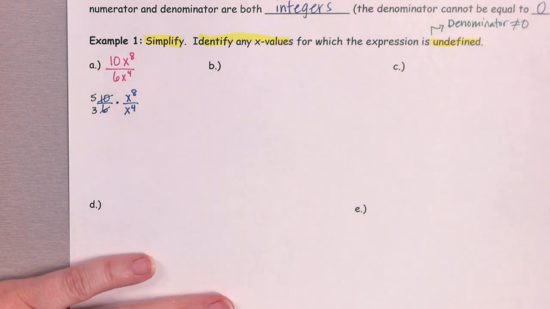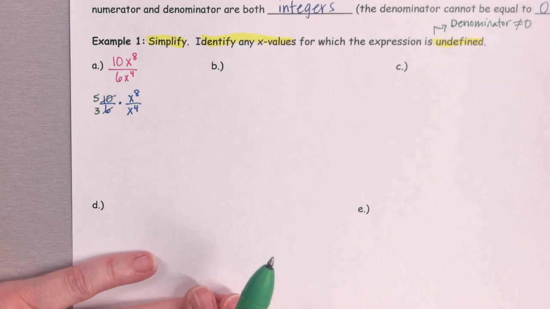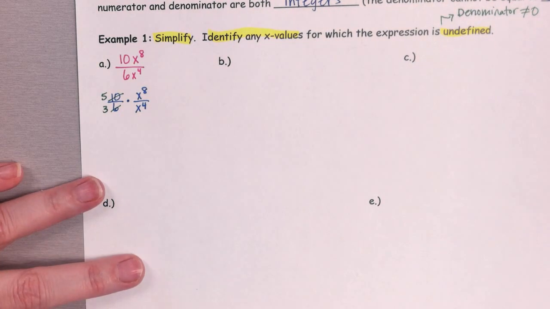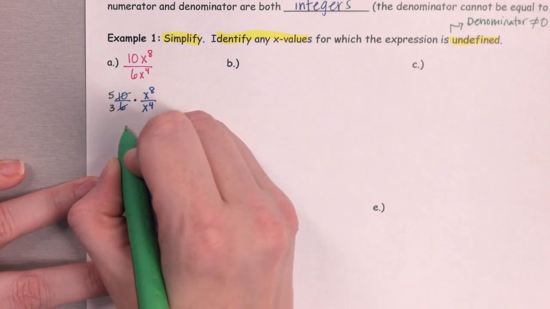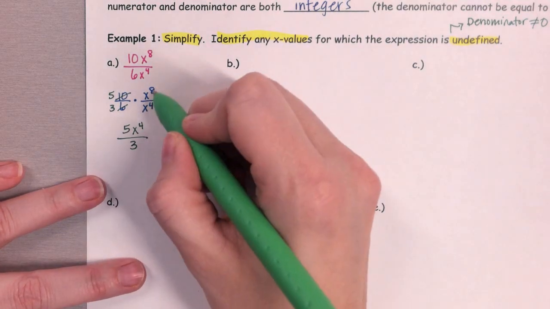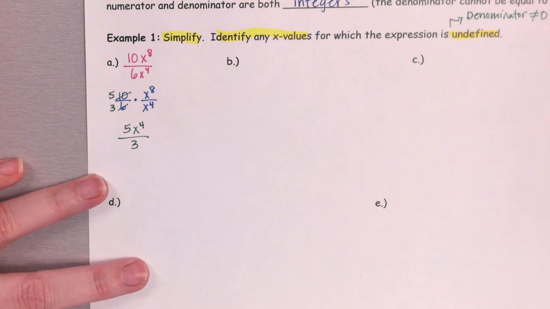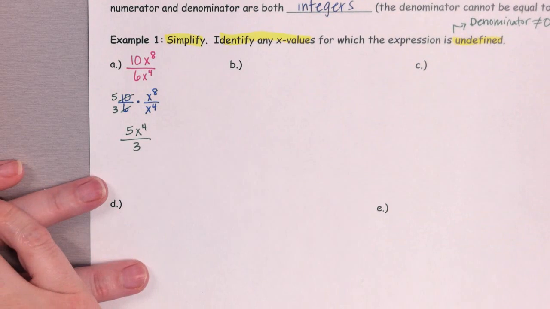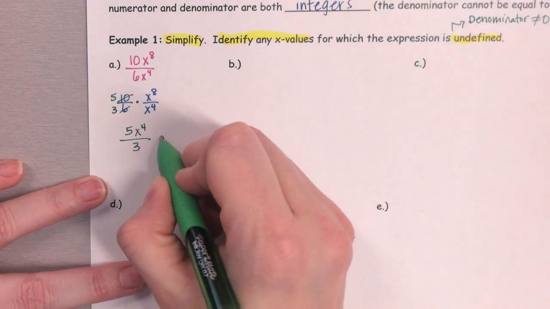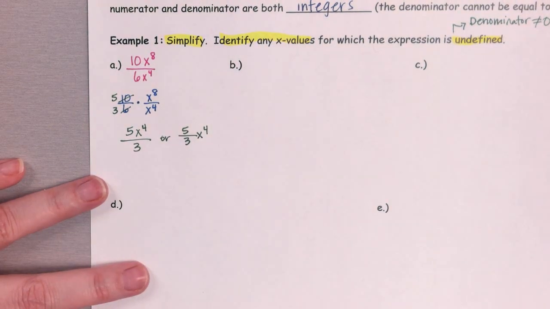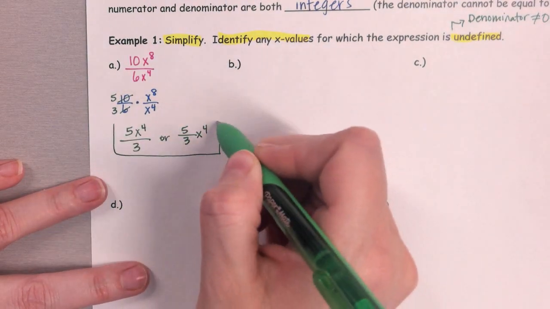And when you divide and you have the same base, do you guys remember what you do to the exponents? Subtract. Yes, subtract. So that would be x to the 4th. Your final answer would be 5x to the 4th over 3, because 8 minus 4 gives x to the 4th. That goes on top because the 8 is on top and that's the larger number. You may also see that answer written with the x to the 4th on the side. Either one of those would be acceptable.